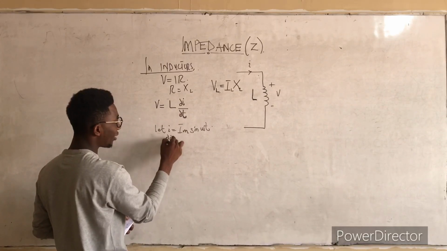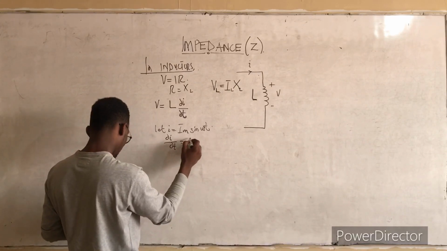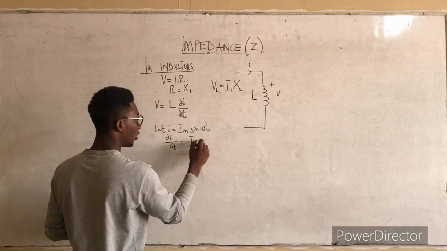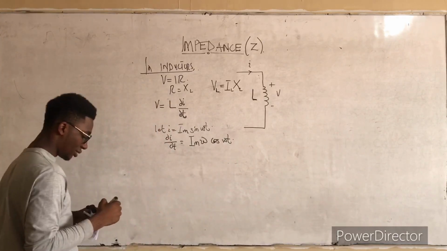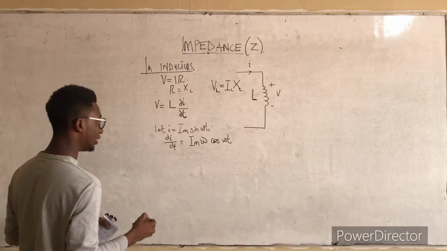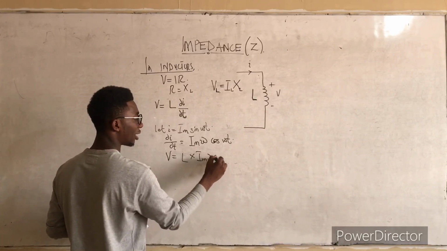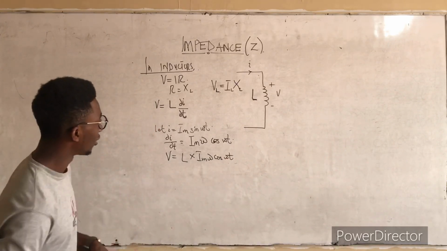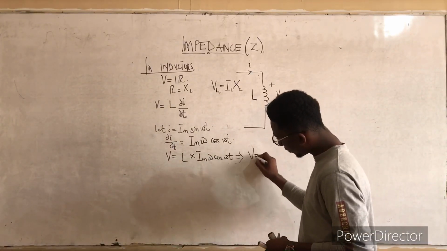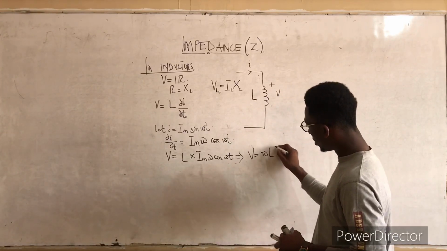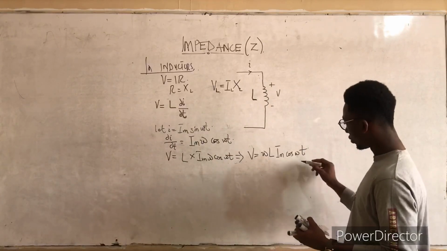So if you find the di over dt here, what are you getting? Anytime you differentiate sine omega t, or sine of anything, we are getting Im omega cos of omega t. So therefore V finally becomes L times Im omega cos of omega t. So now you can finally see that V is equal to omega L Im cos of omega t.